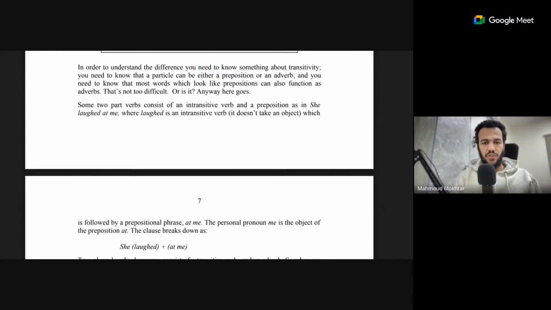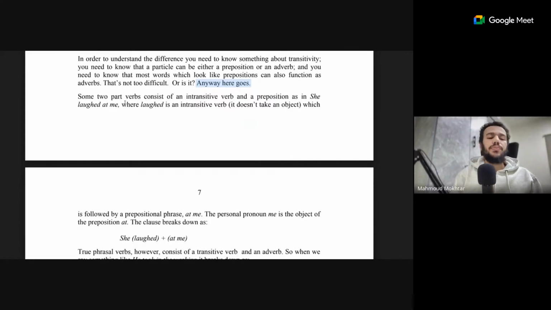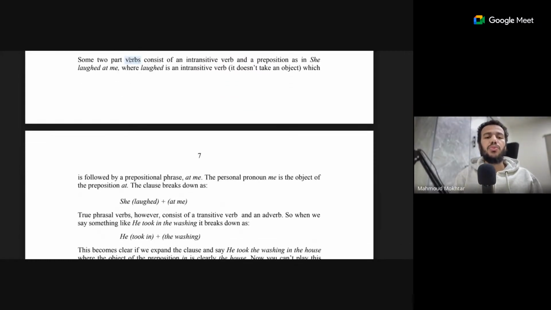In order to understand the difference, you need to know something about transitivity. You need to know that a particle can be either a preposition or an adverb. And you need to know that most words which look like prepositions can also function as adverbs. That is not too difficult, or is it? Anyway, here goes.